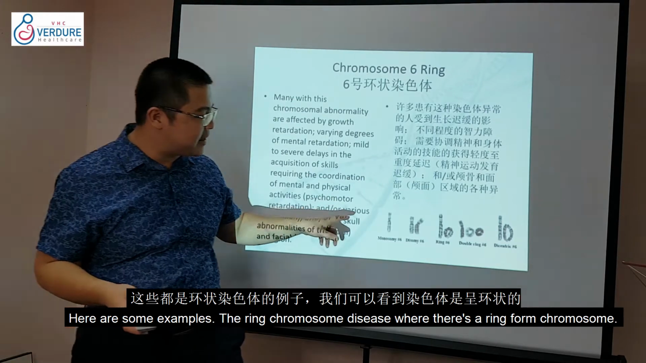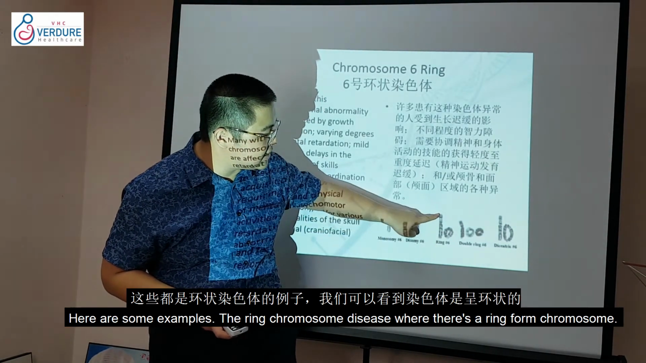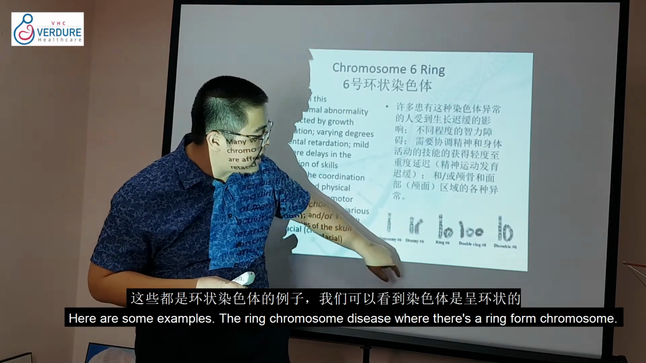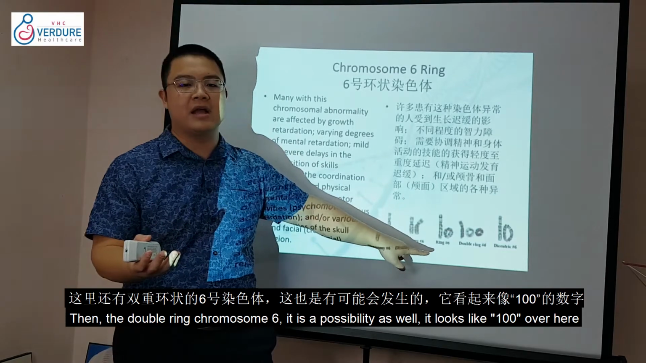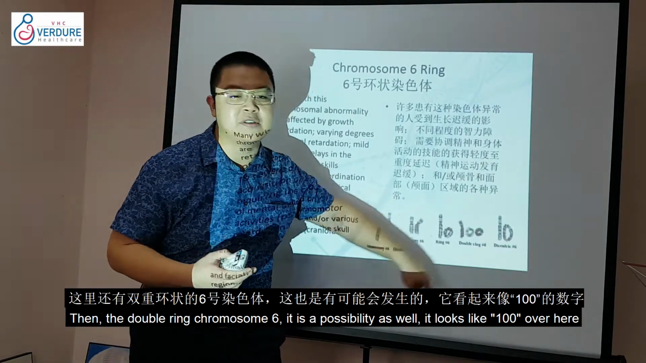Right, so here are some examples. So there we go, ring chromosome 6. I'm not sure if you can see that very clearly. So here's the ring, and then a double ring. Okay, chromosome 6. There, it is a possibility as well. It looks like 100 over here.